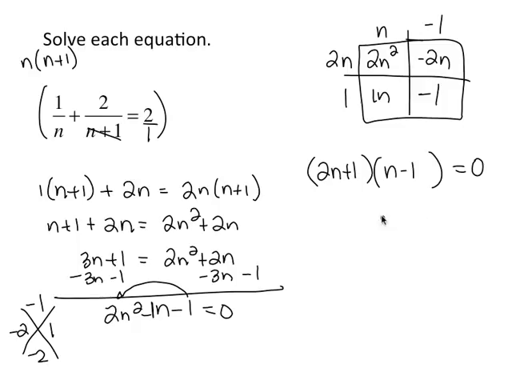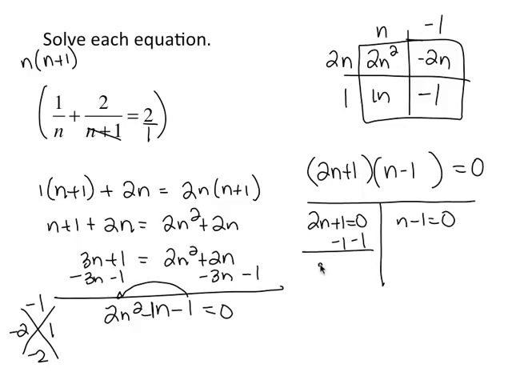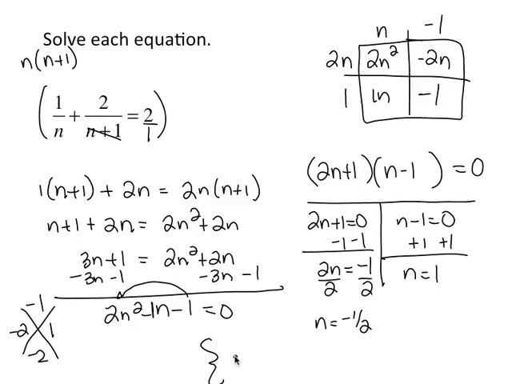So I'm going to use the zero factor property to solve. If two factors have a product of 0, then one factor or the other factor is equal to 0. So 2n plus 1 equal to 0, n minus 1 equal to 0. So subtract 1 from both sides. Get 2n is equal to -1. Divide it by 2, we get n is equal to -1/2. We add 1 to both sides, and we get n is equal to 1. So the solution for this would be -1/2 and 1.